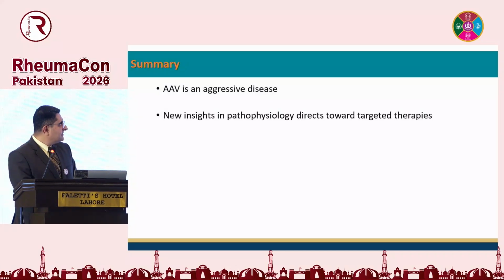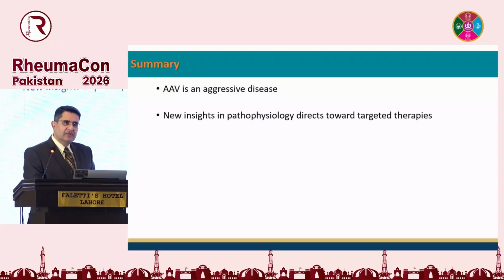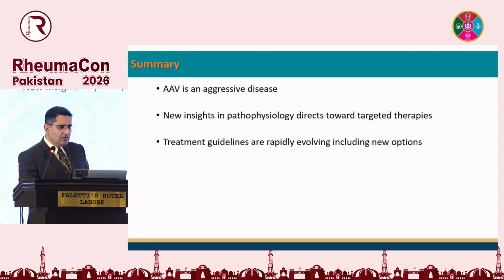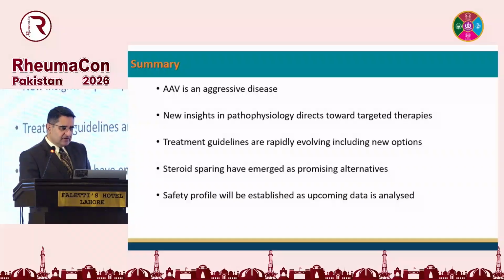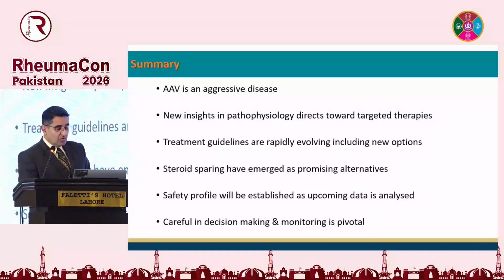ANCA-associated vasculitis is an aggressive disease. New insights in pathophysiology direct towards targeted therapy, as we have Avacopan now. Treatment guidelines are rapidly evolving, including new options like this one. Steroid-sparing approaches have emerged as promising alternatives, and the safety profile will be established as upcoming data is analyzed. Careful decision making and monitoring is pivotal by us, the rheumatologists or the treating physicians.